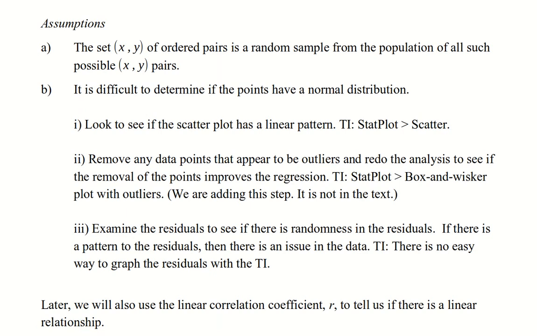Now, I'm showing you exactly what Kate does in the text. She says that the set xy of ordered pairs is a random sample of the population of all such possible pairs. That's a kind of interesting statement, and your first response probably is, well, yeah, we need a random sample. So clearly that is something to highlight from this sentence. But you might ask yourself why she's using the ordered pair notation, x, y. And that's actually very important.